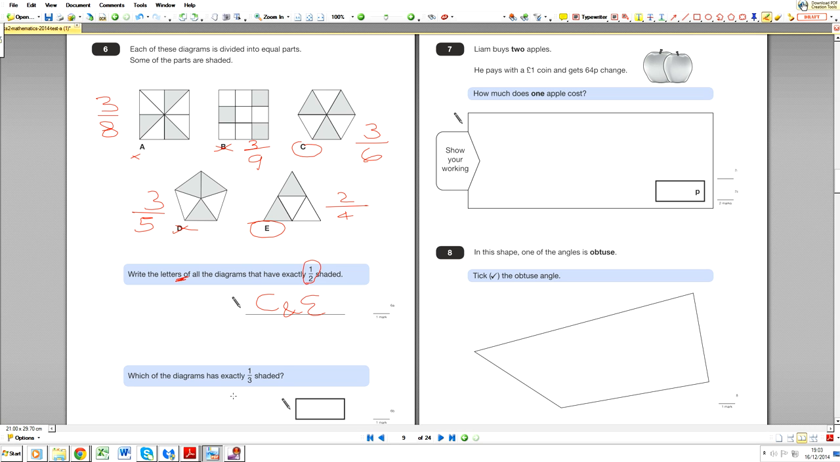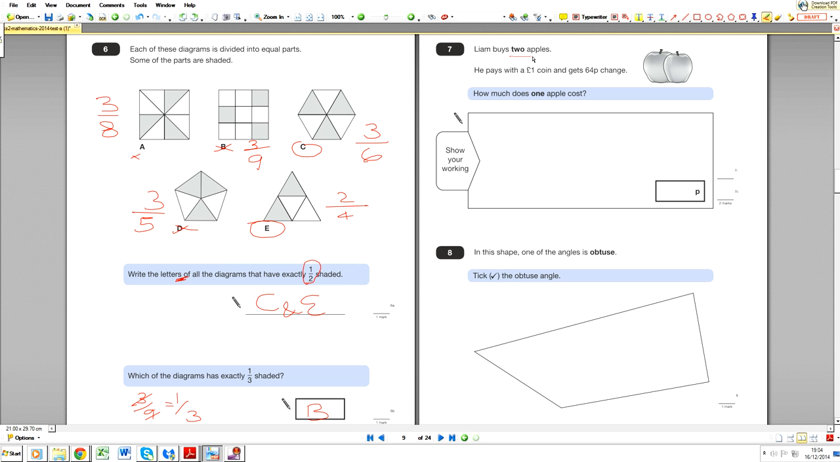Which of the diagrams has exactly 1/3 shaded? Now if you look at this one, that's a half, that's a half. Well, this can't cancel down to 1/3. But 3 9ths, let's have a look at 3 9ths. If you divide top and bottom by 3, that will give you 1/3. So the answer here is definitely B. Yes. Okay, question number 7.